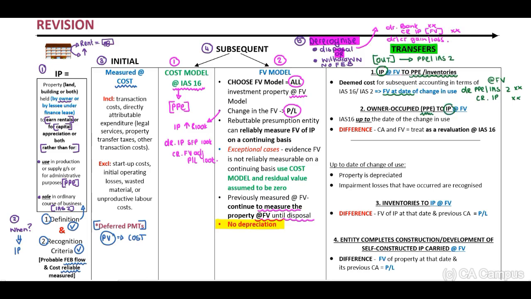Now, the second type can be owner occupied, being PPE, to investment property at fair value. Now, this is an important one. I've included a timeline. Let's say, for example, on this date, 30 June 2017, there is a transfer from PPE to investment property. Our year end is 31 December 2017.